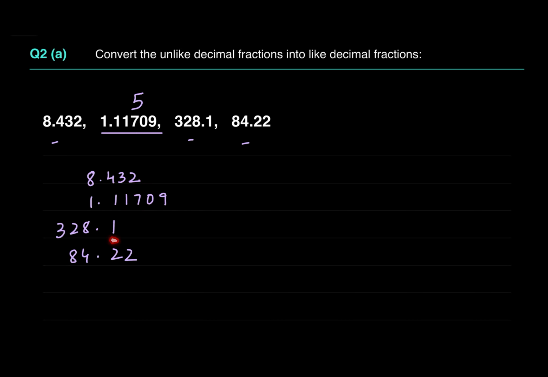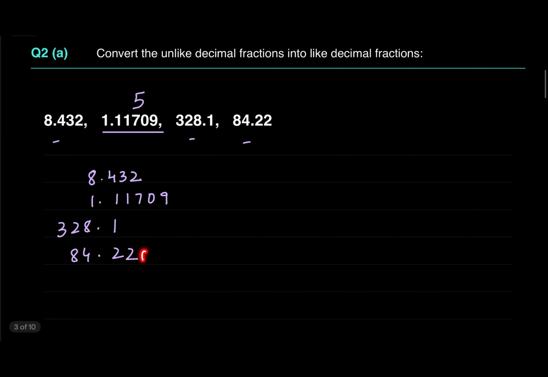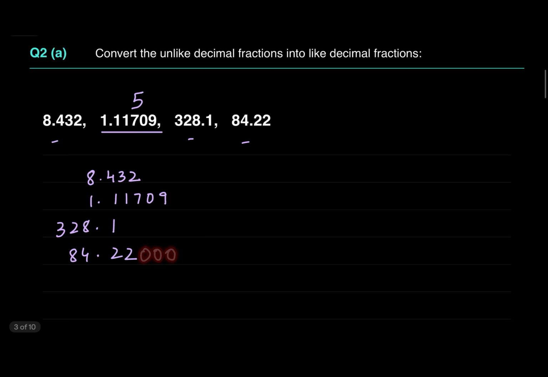Here it is only 1. This one, I have to make it 5. What do we do? 1, 2, 3, 4. Now this has become 5. Here we already have 2 places. This one, we just add 3 zeros, and that is it. We have converted this into like decimals.